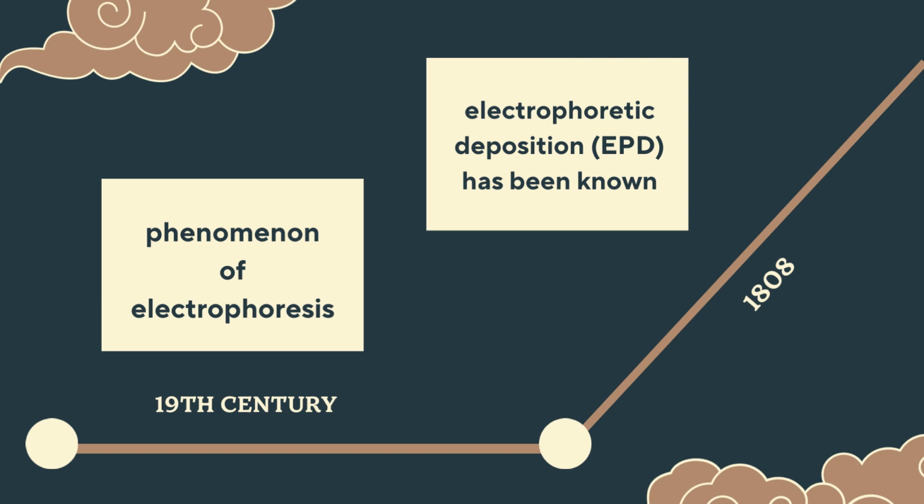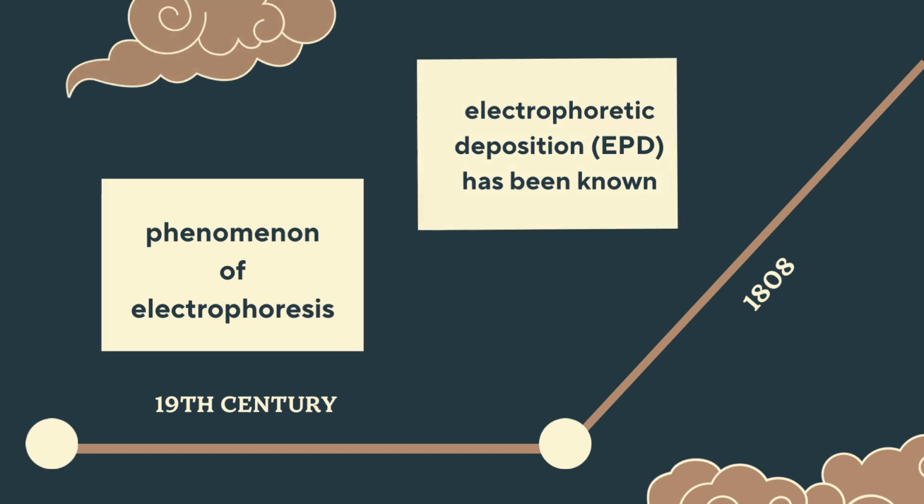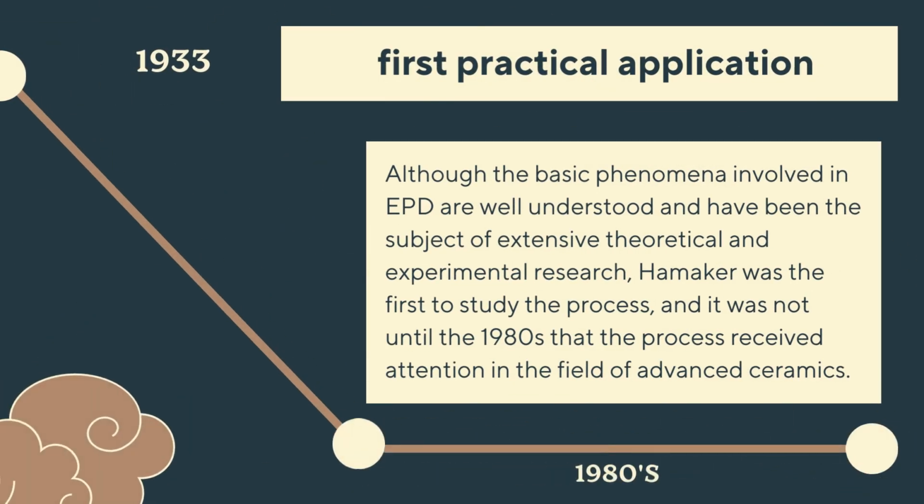Since 1808, when Russian scientist Reuss observed an electric field-induced movement of clay particles in water, electrophoretic deposition, EPD, has been known. However, the first practical application of the technique was in 1933. Although the basic phenomena involved in EPD are well understood and have been the subject of extensive theoretical and experimental research, Hamaker was the first to study the process, and it wasn't until the 1980s that the process received attention in the field of advanced ceramics.